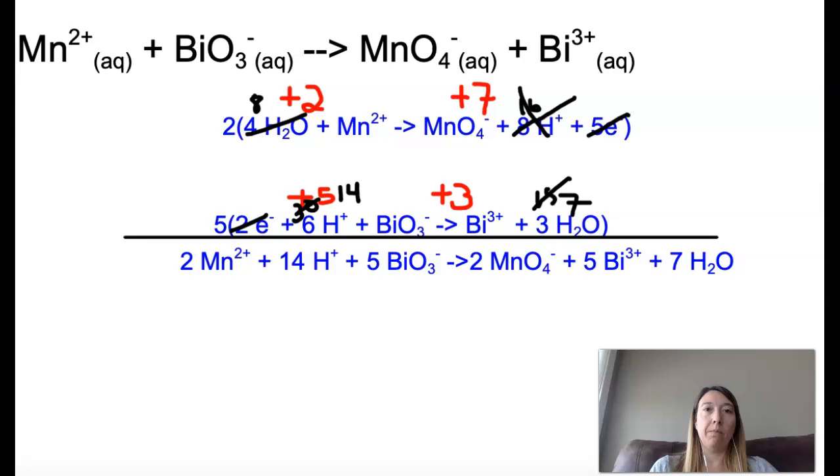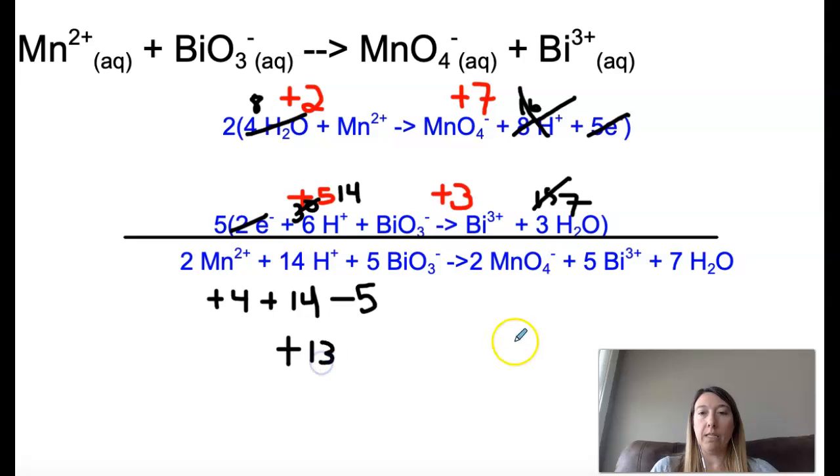So this side gets a little messy because we have a lot of charges going on, right? I have 2 times plus 2. So I have plus 4 coming from that. I then have 14 hydrogen ions. So that's plus 14 more. Then I have 5 negatives, so minus 5. So 4 plus 14 is 18 minus 5. So we have plus 13 on this side.